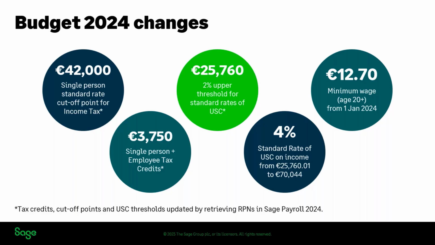Minimum wage rates are changing from the 1st of January. So if you're age 20 plus, your minimum wage will be €12.70. So do look out for any warnings on timesheets if you pay hourly for staff that may now be under the new minimum wage. And those changes to cut-off points, tax credits and USC are all updated by retrieving the latest RPNs.